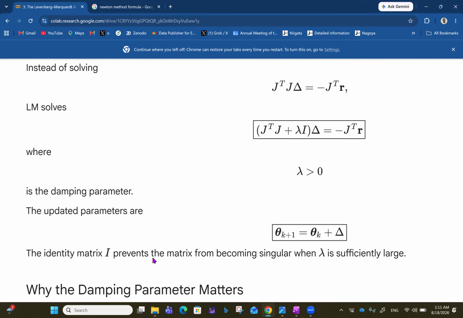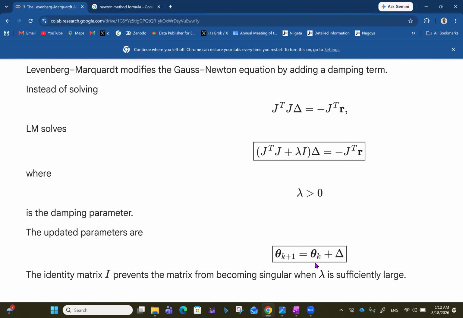The updated parameters are then theta sub k plus 1 equals theta sub k plus delta. So you need to solve for delta here and add it to theta sub k to get theta k plus 1. The biggest issue is solving for this delta. The identity matrix I prevents the matrix from becoming singular when lambda is sufficiently large.